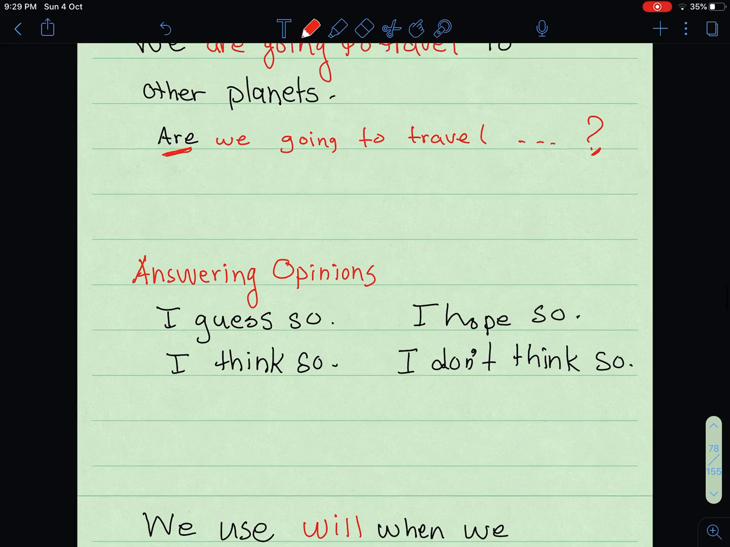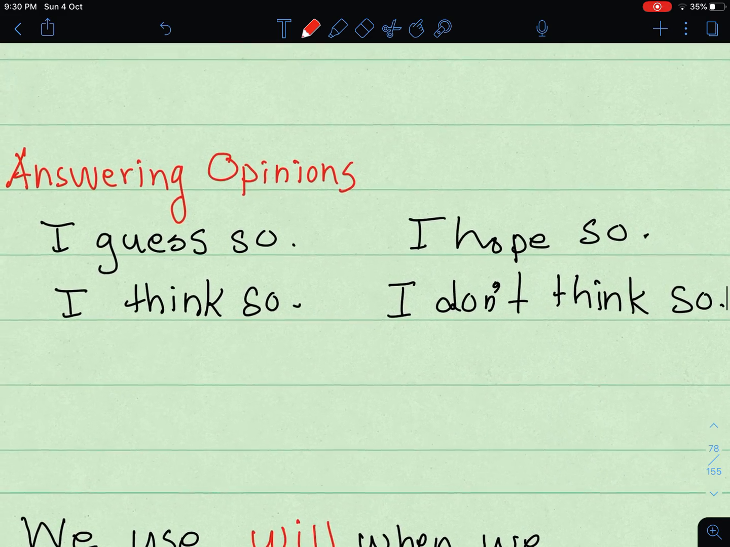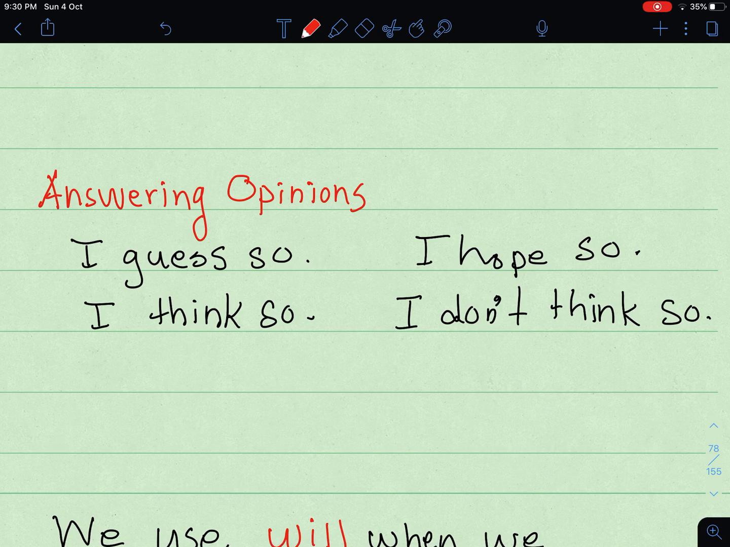Now as for the answer, since this is making a prediction, we are making predictions, so you answer by stating your own opinion.